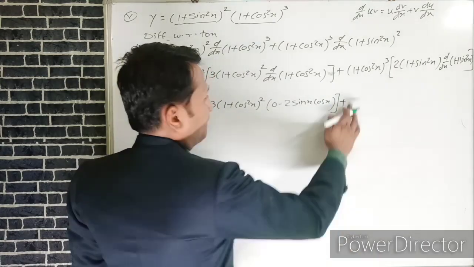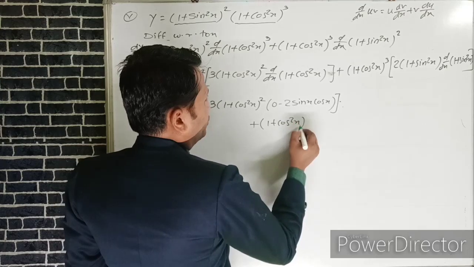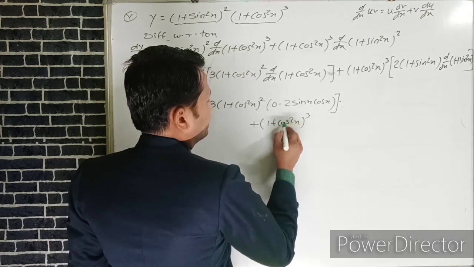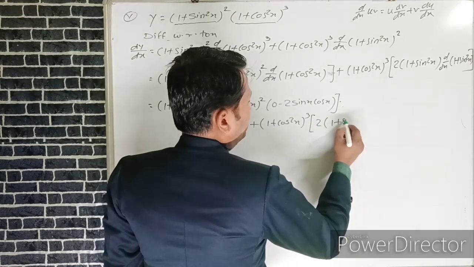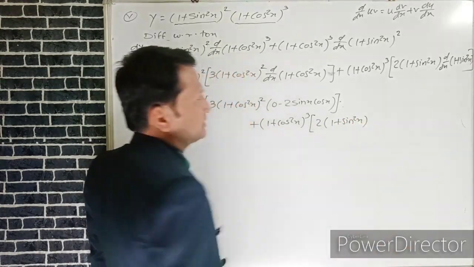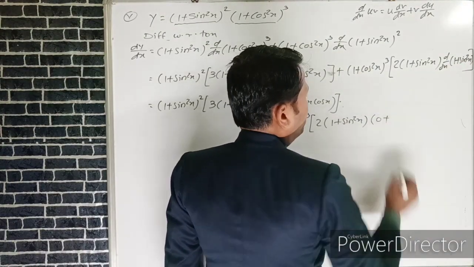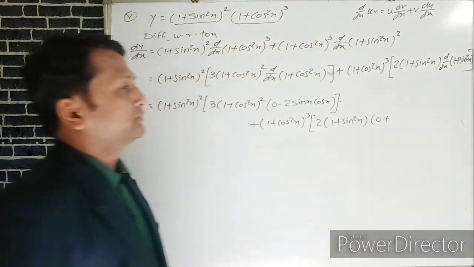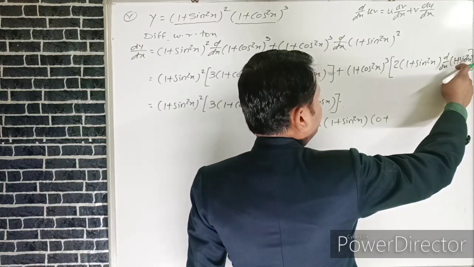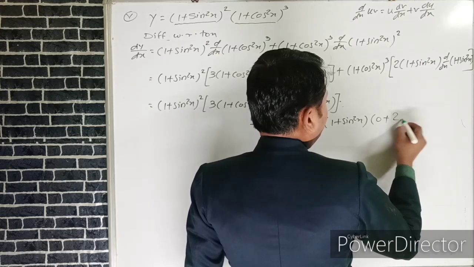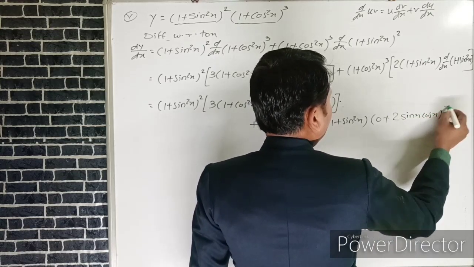Plus 1 plus cos square x whole raised to the power 3 as it is into 2 into 1 plus sin square x as it is. Here the derivative of 1 is 0 plus derivative of sin square x is 2 sin x into again derivative of sin x is cos x, it means that 2 sin x into cos x.